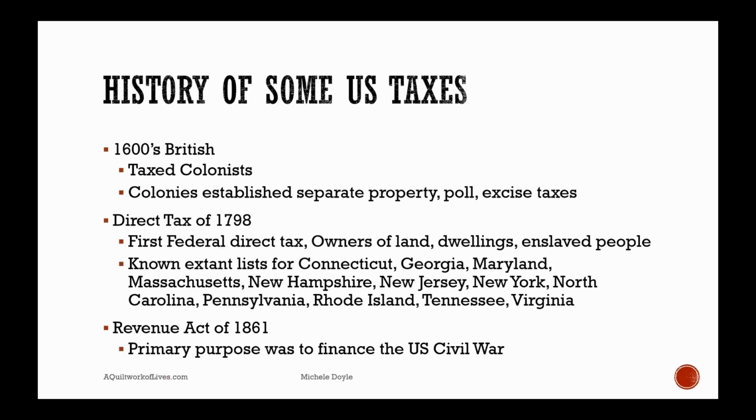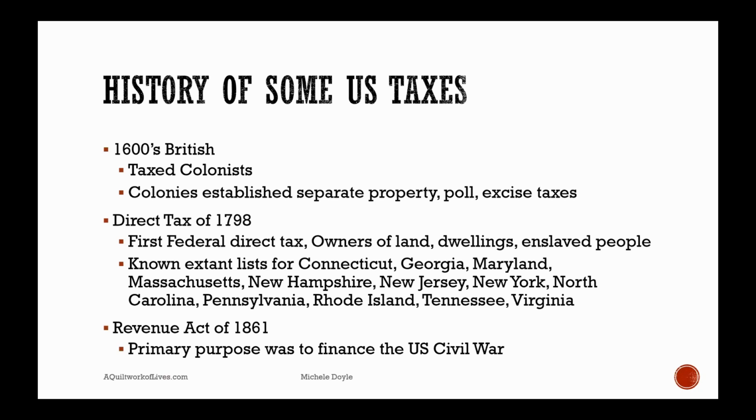All right, so the history of some of our taxes. In the 1600s, we were a British colony, and the British taxed colonists. As we all know, that was part of the uprising. Colonies established separate taxes. In addition to the taxes that were sent to England, the colonies themselves had property taxes and poll taxes and excise taxes. They had courthouses and they had jurors and they had road maintenance. They had expenses as a colony. And so one of the ways that they raised the money for those expenses was through different types of taxes.